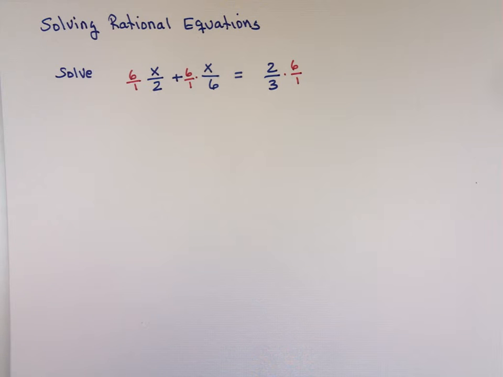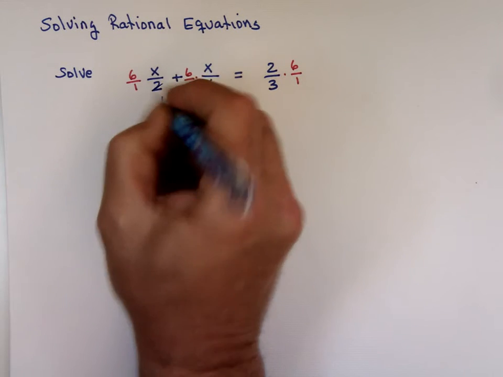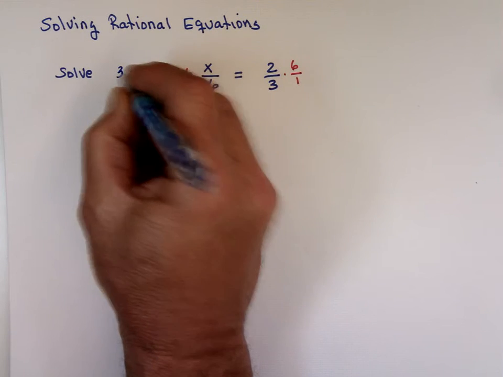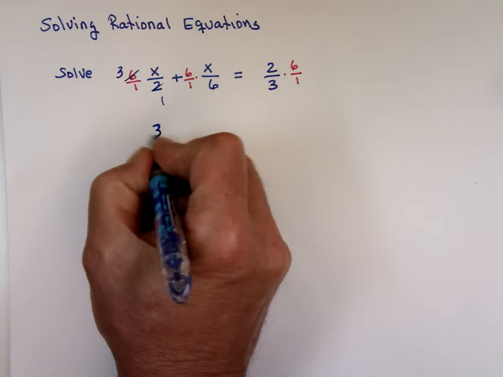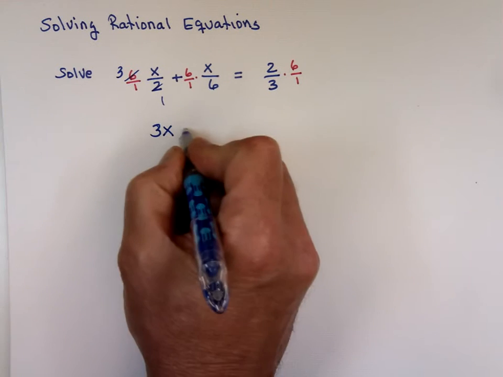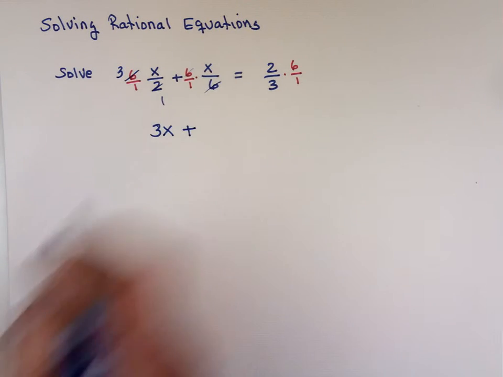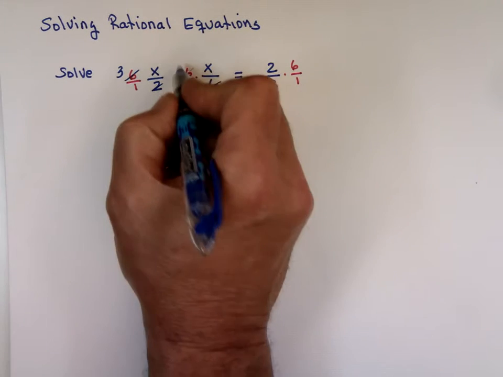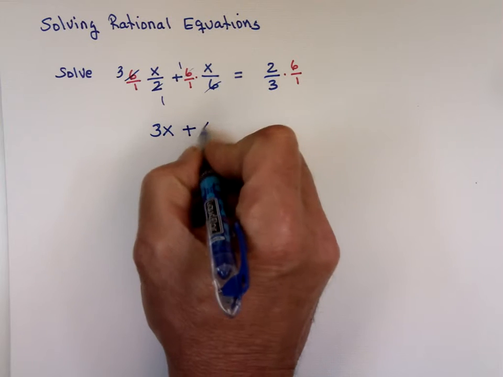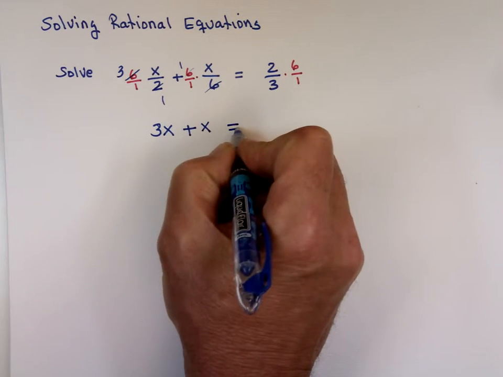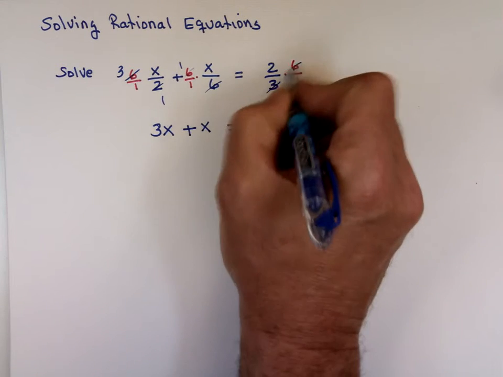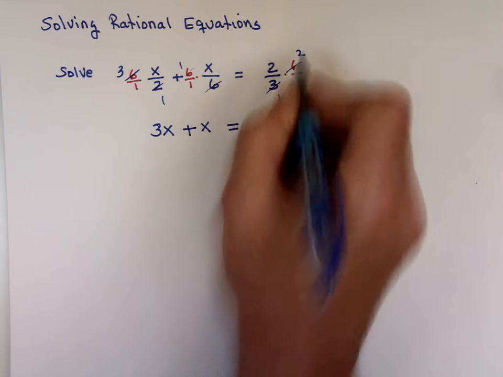And now let's simplify. By 2, this is 1. By 2, this is 3. So 3 times x, that's 3x over 1. I don't need the 1. 6 cancels the 6. End up with 1. 1 times x is x equals. By 3, this is 1. By 3, this is 2. 2 times 2, that's a 4.